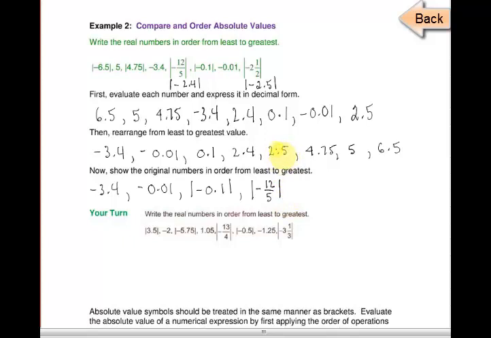And then our next number is 2.5, which we got from the absolute value of negative 2.5. And then the 4.75 came from the absolute value of 4.75. And then the number 5 is next. And then the 6.5 came from the absolute value of negative 6.5. Okay, so the next question is for you to work out. Put pause on and try to do it on your own.